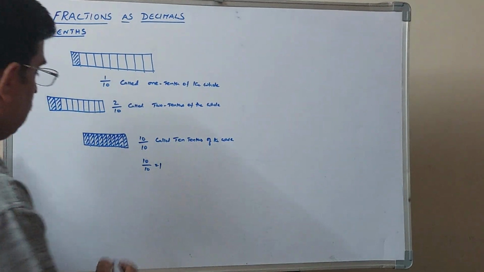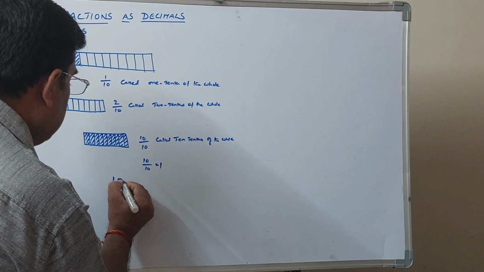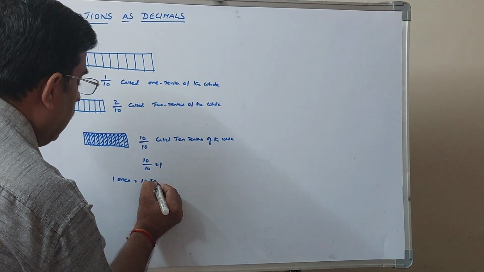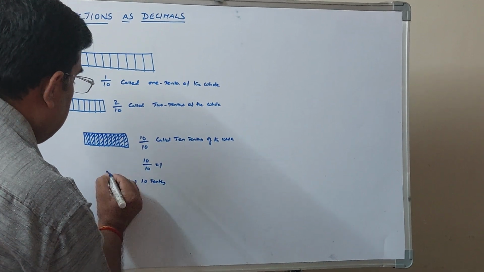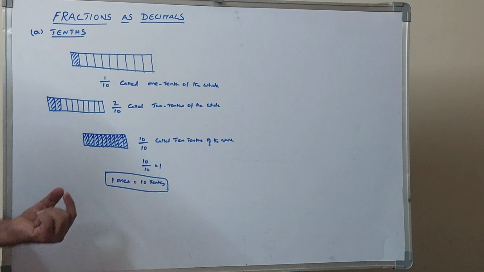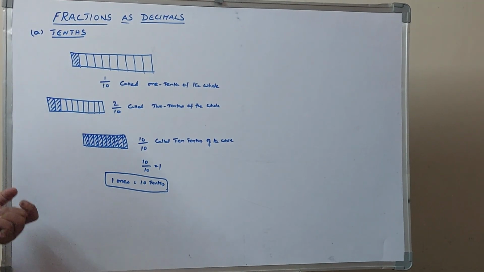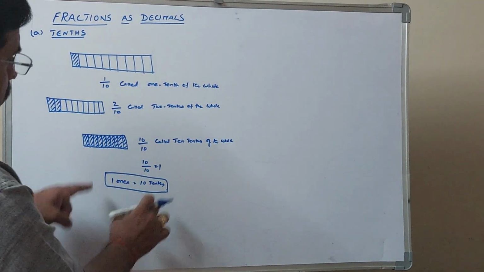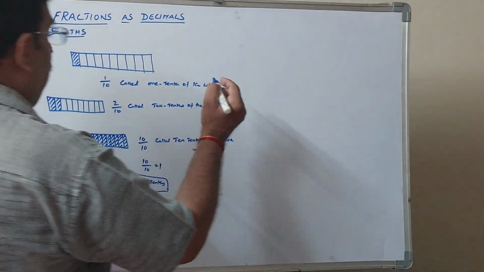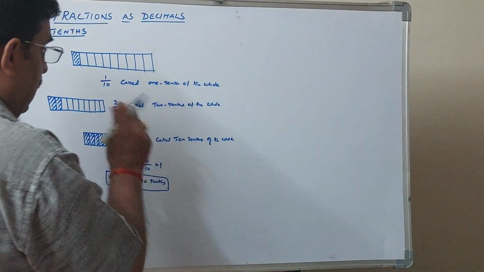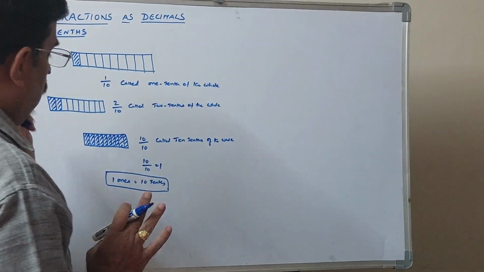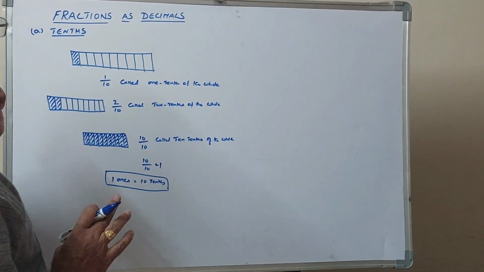So 1 once is equal to 10 tenths. This is very important. We'll use this here. 1 once is equal to 10 tenths. If I shade, 1 by 10, 2 by 10, up to 10 by 10. Understood now? Okay, 1 once is equal to 10 tenths.